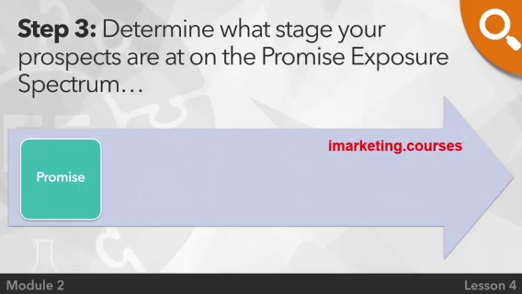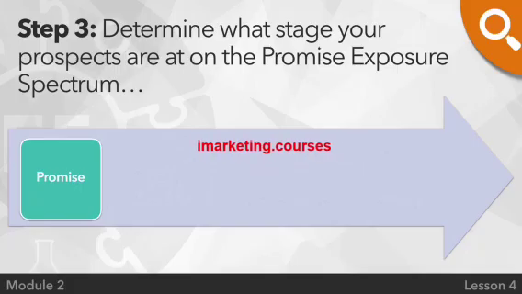The example that I like to give all the time when talking about the promise exposure spectrum is the idea of fat burners. You know, the pills that people take to help them lose weight. Well, the first time a fat burner was released by the first company, the first entrepreneur, the first marketer, all that had to be said in order to market and sell those fat burners effectively was, take this pill and you'll lose weight. That's all that needed to be said.